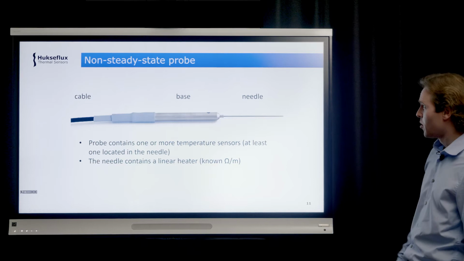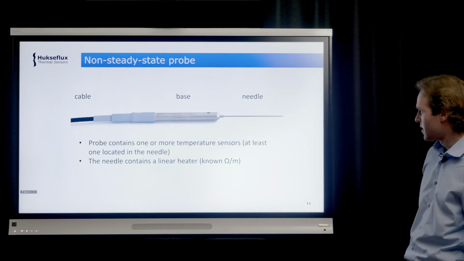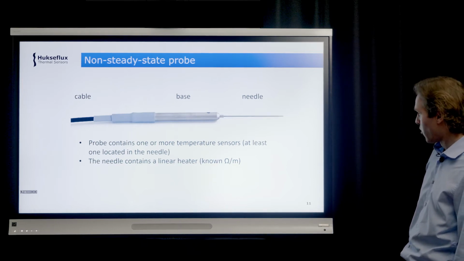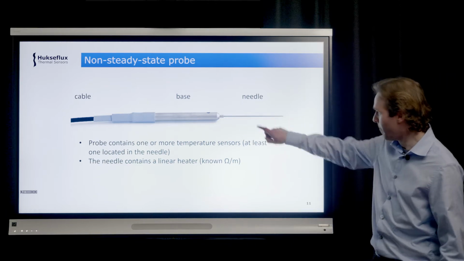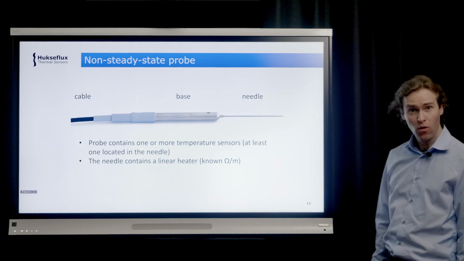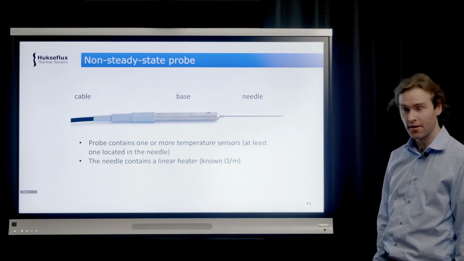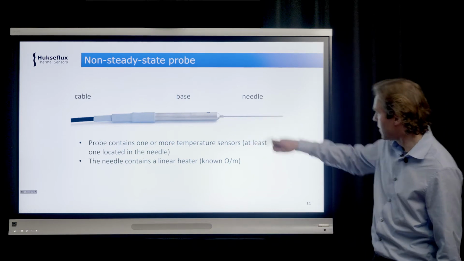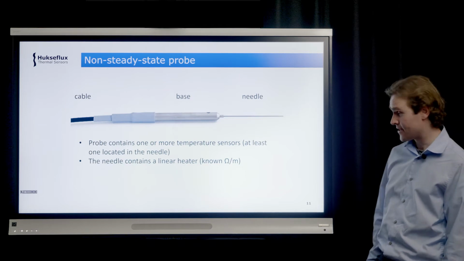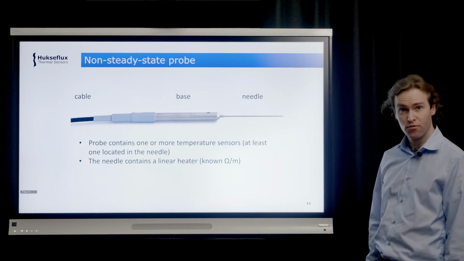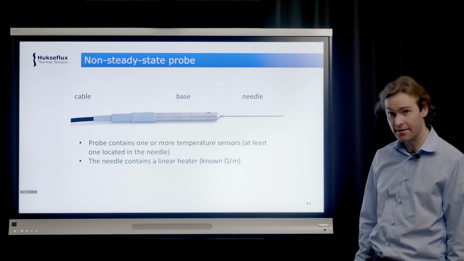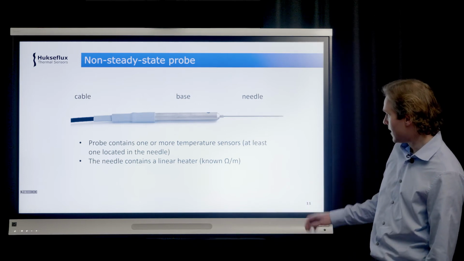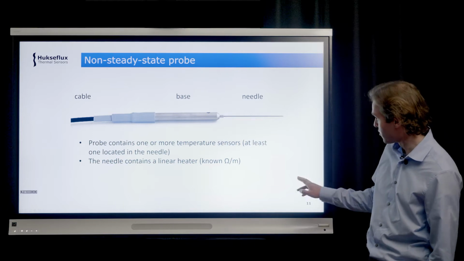So thermal needle probes, or non-steady state probes, typically contain one or more temperature sensors. At least one is located in the needle. And the needle contains a linear heater that runs along the length of the needle, and it has a known electrical resistance per unit length, so in ohms per meter. And this is used to measure the thermal conductivity.